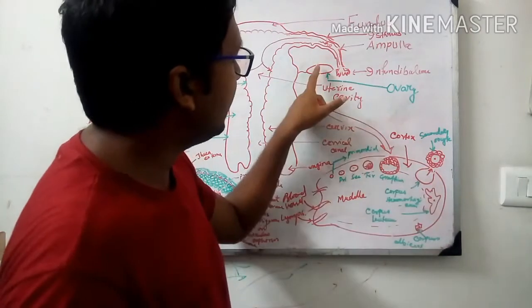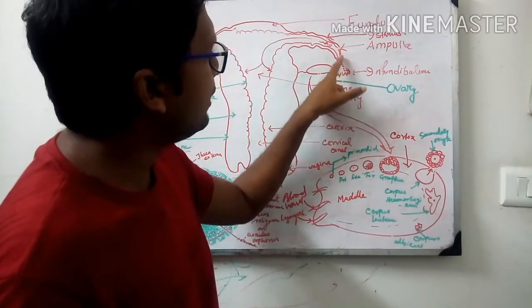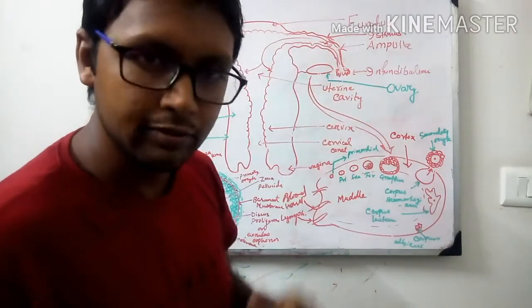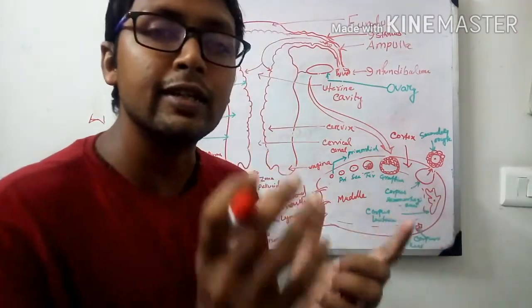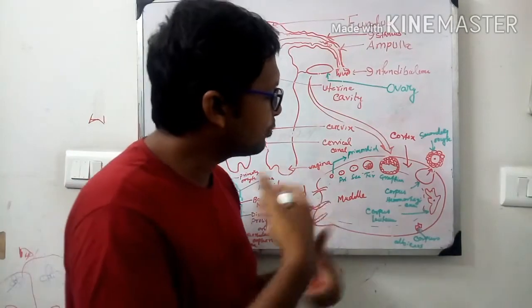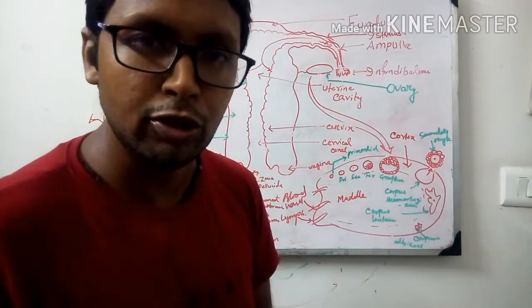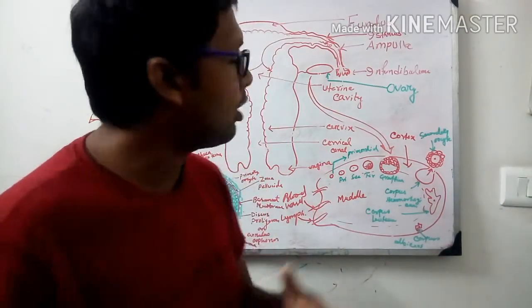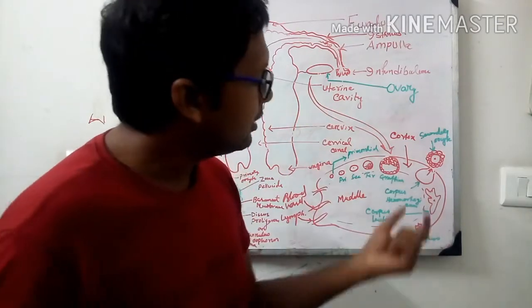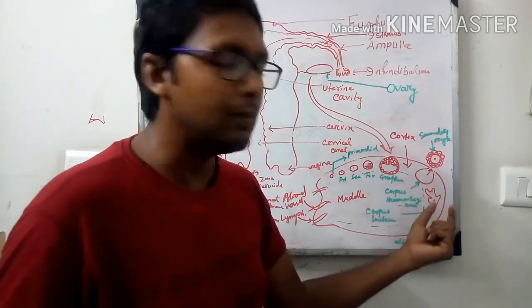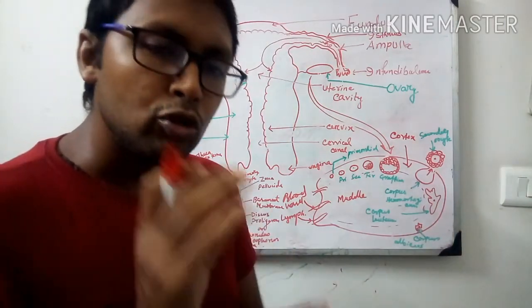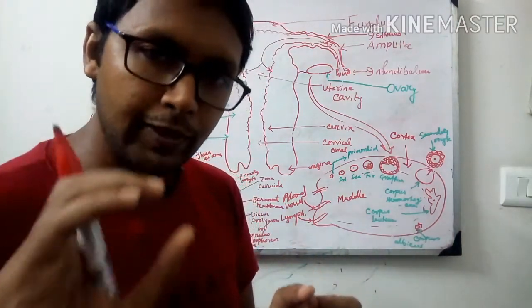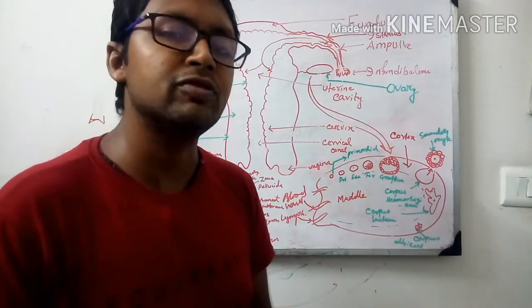If the egg is released and goes into the fallopian tube, and fertilization occurs successfully, then this corpus luteum will increase in size and will produce a huge amount of progesterone, so that the pregnancy will continue. Up to 3 months of pregnancy, the progesterone hormone will be released by the corpus luteum. To continue a successful pregnancy, progesterone hormone is very important.